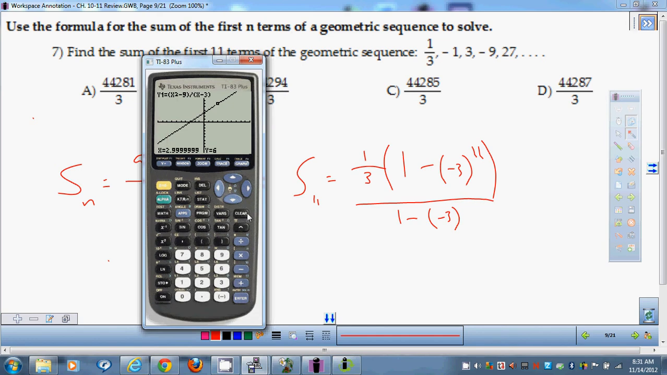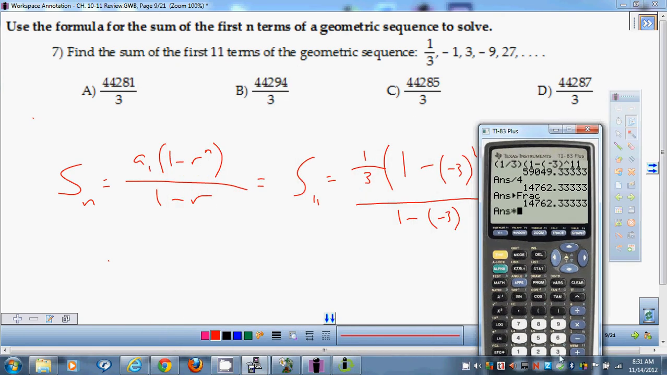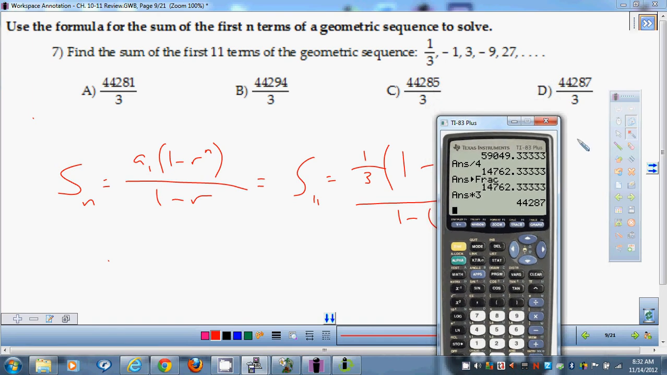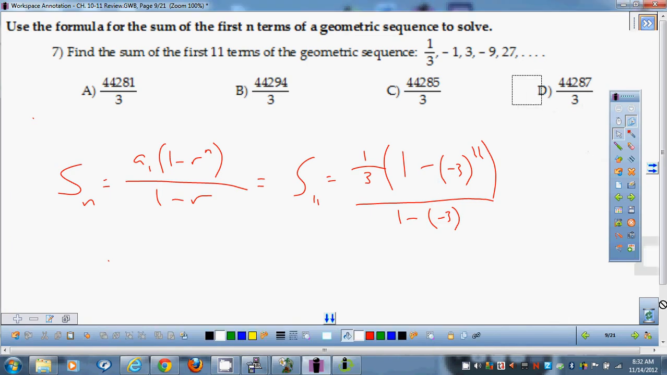Let's see. Clear. 1/3 times 1 minus negative 3 to the 11th. I'm just going to do that first. Then I'm going to divide all that by 4, with 1 minus negative 3. Math enter, enter. Oh, come on. Give it to me as a fraction. What's this times 3, I wonder? I bet that's going to be our answer because all these are over 3. 44,287 over 3. So D. Yay.